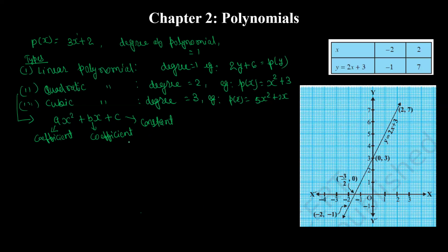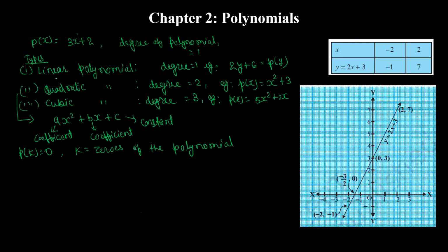Now the value of x for which the polynomial is going to be equal to 0. Like p of k, for which the polynomial becomes 0, then k will be called the zero of the polynomial. So the value for which the value of the polynomial becomes 0, that will be called the zero of the polynomial.